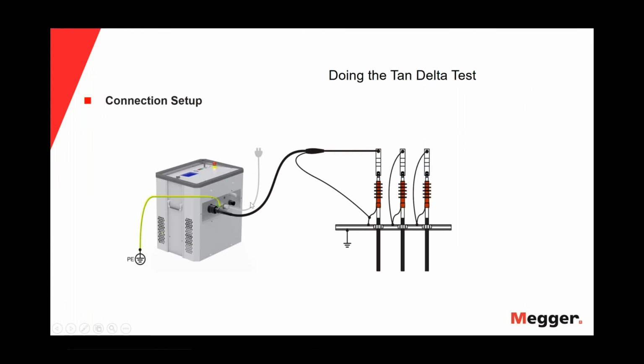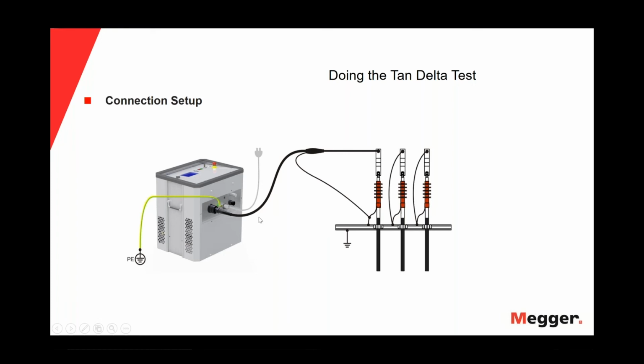Talking of the connection setup for the tan delta test, in this case we are seeing our VLF Sinus 45 that has an internal tan delta. So the connection setup is very easy, very friendly. We have only our safety ground, the high voltage cable, and the power cord. Okay, very easy to connect this unit.